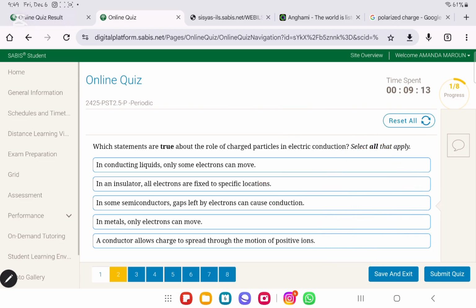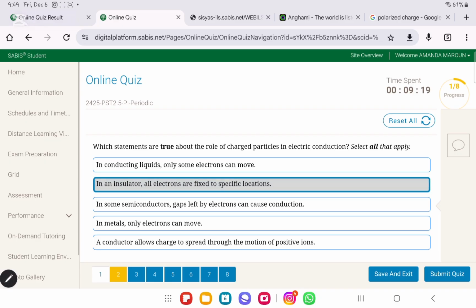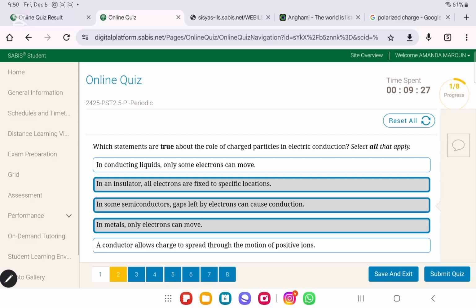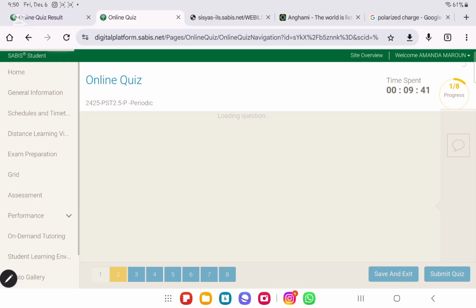So, all in all, let us now see. In an insulator, all electrons are fixed to specific locations. In some semiconductors, gaps left by electrons can cause conduction. In metals, only electrons move. Now here, look, a conductor allows charge to spread through the motion of positive ions. Ions only happen in electrolysis, which is molten or aqueous solutions.